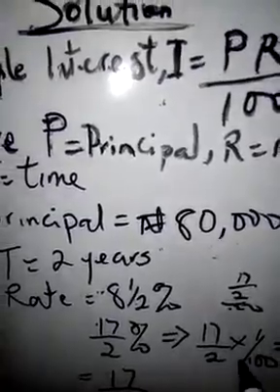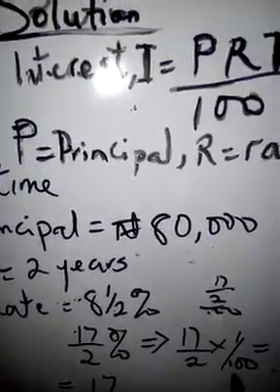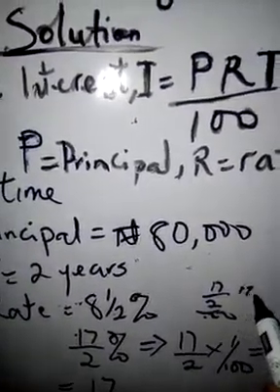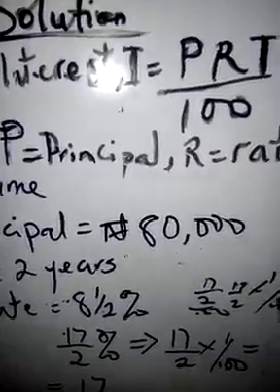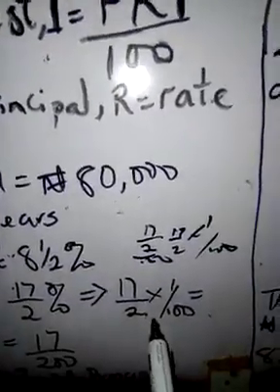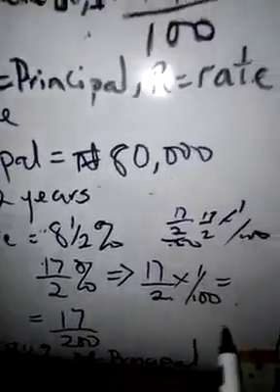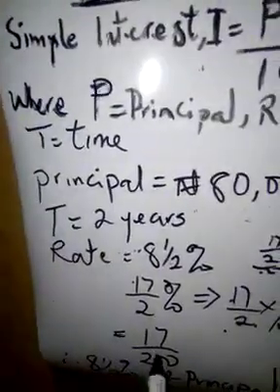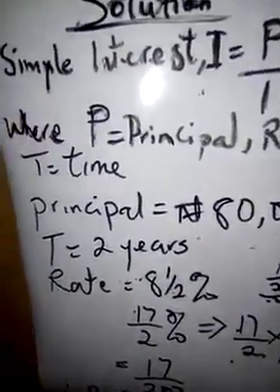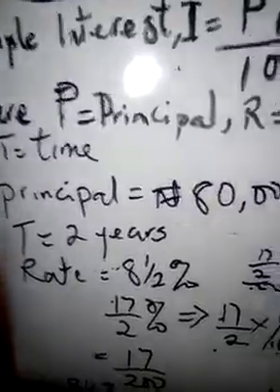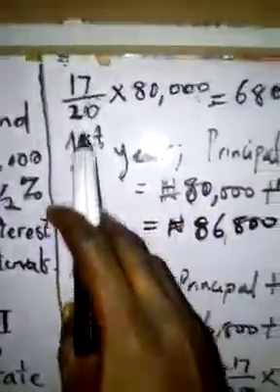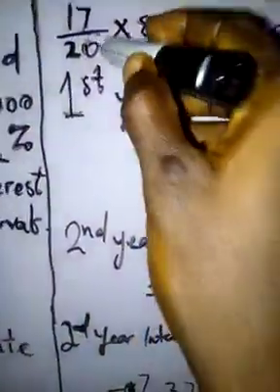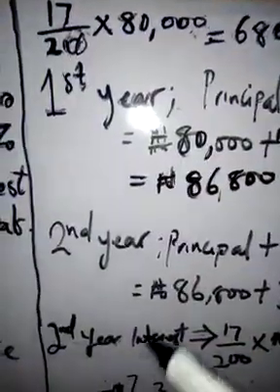Which will give you 17 over 2 times 1 over 100. So by the time you multiply this, it will give you 200, so we have 17 over 200. So the 8.5% of the principal will now be 17 over 200 multiplied by 80,000.